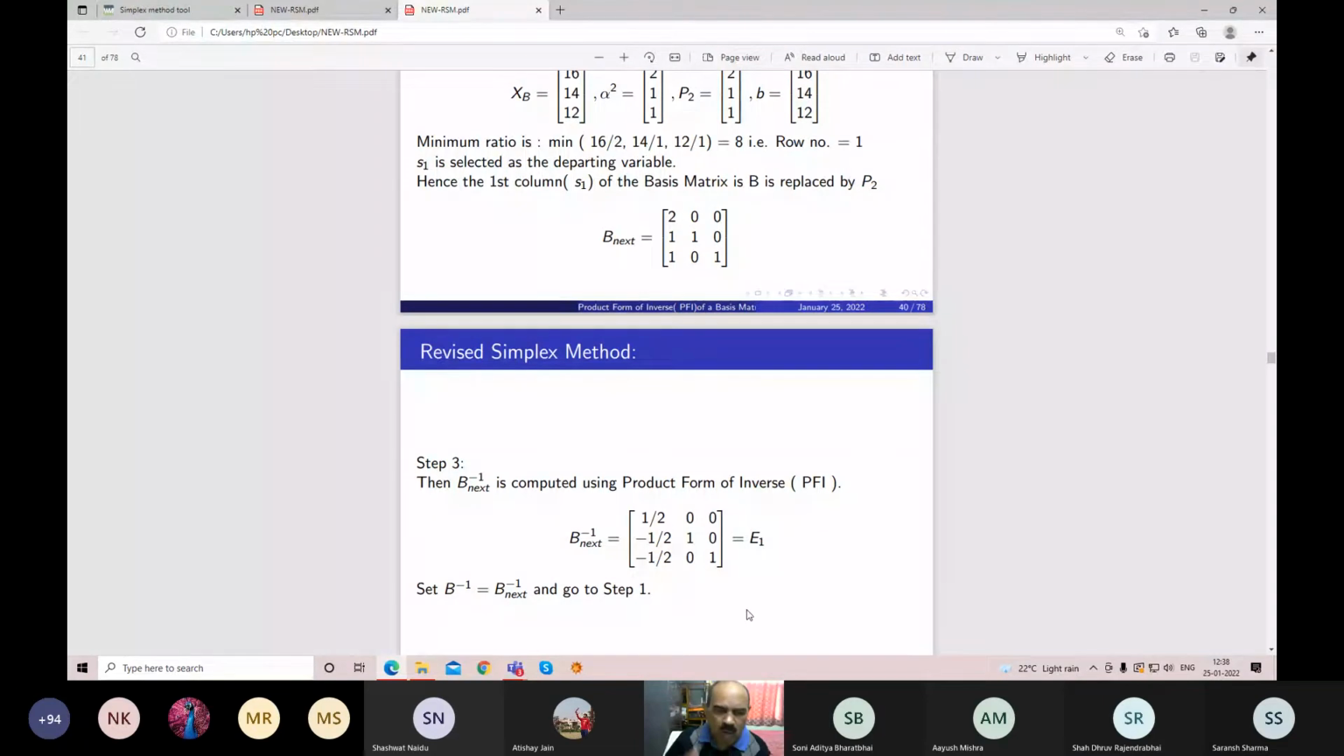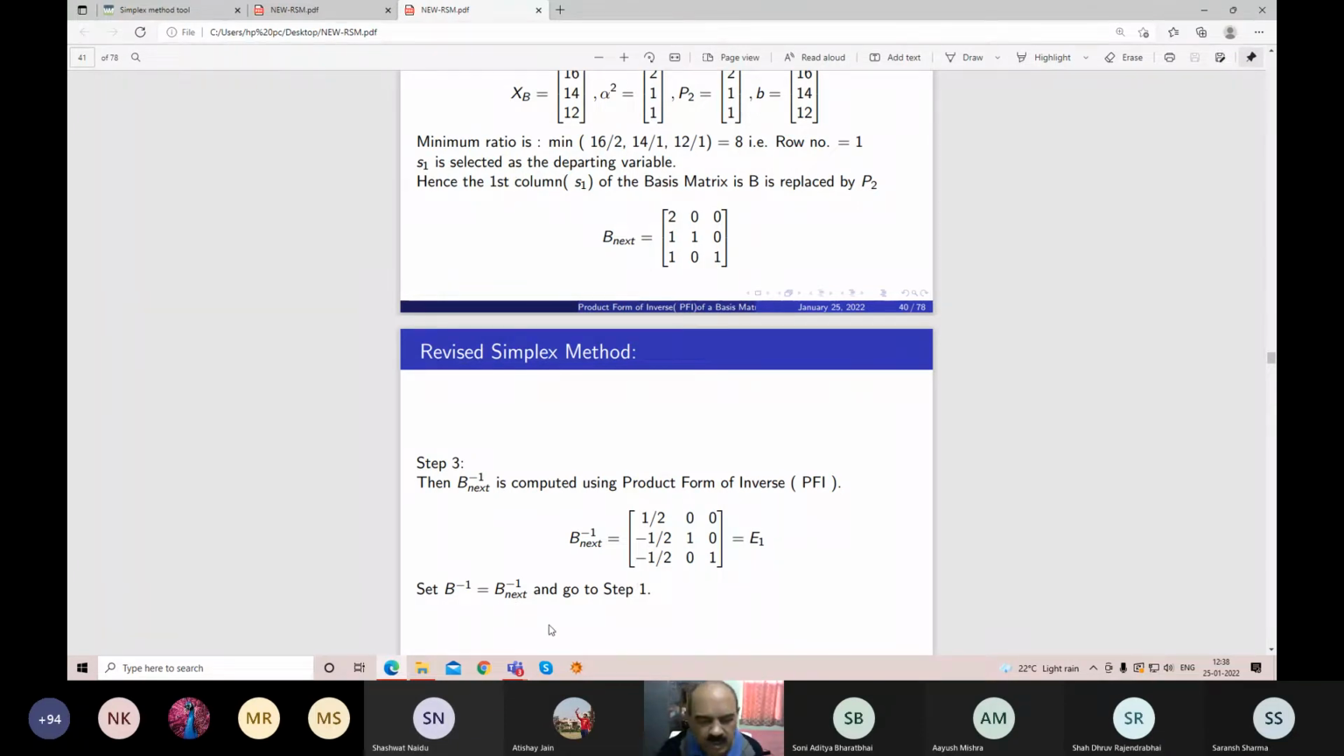Now once this new basis matrix and new inverse are obtained, what will we do? We have the old inverse and the new inverse. This basis matrix is our new basis matrix, and this inverse is our new inverse. So we write it in this manner: set B inverse equal to B next inverse and go to step 1.